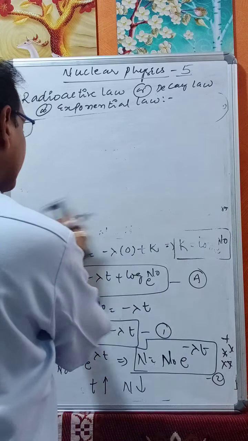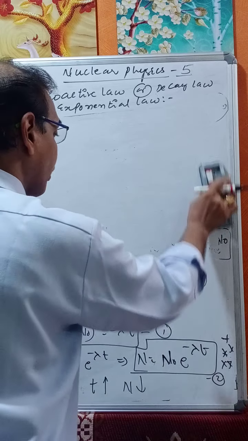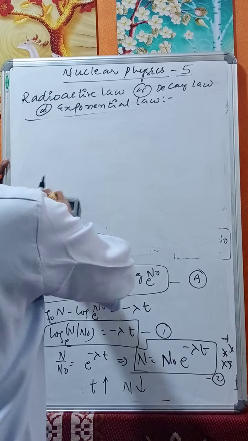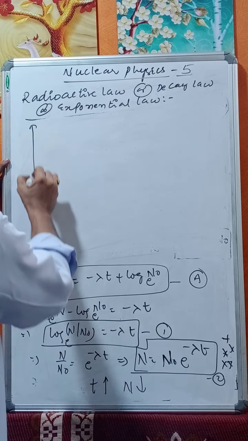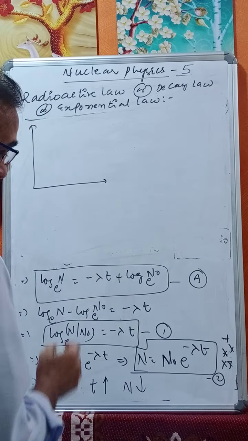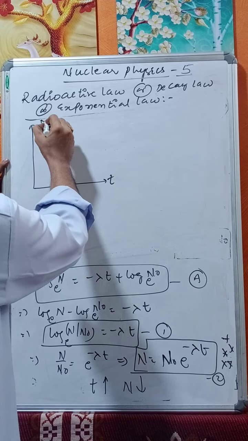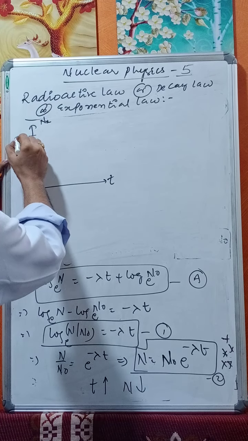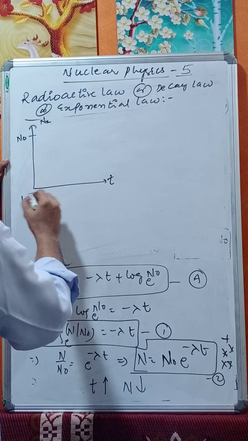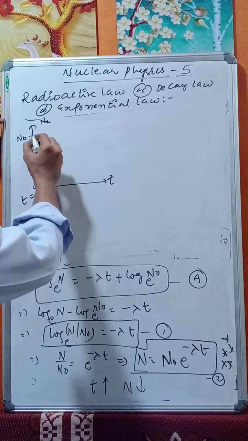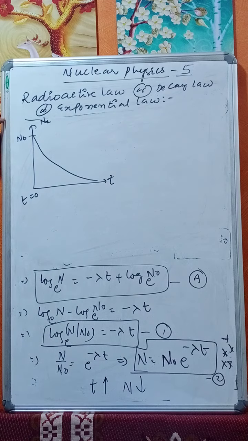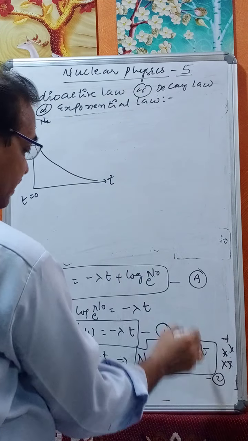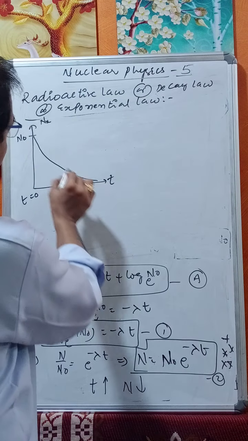Therefore, if you take a plot, this is t, this is let us say nx, this is let us say n naught. At t is equal to 0, n is equal to n naught. As time t increases, the number of nuclei decreases exponentially. As time t increases, what happens? The number of nuclei decreases exponentially.